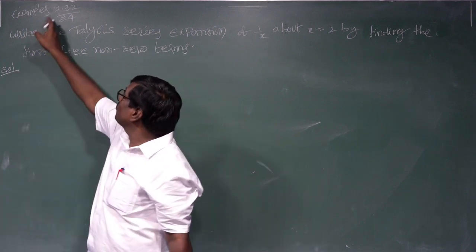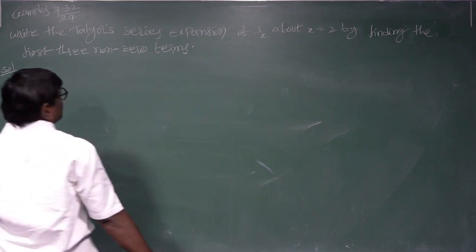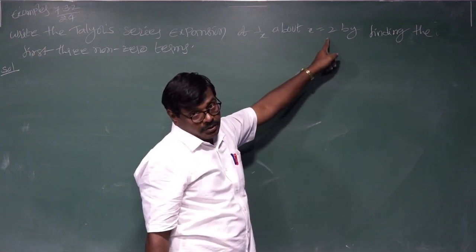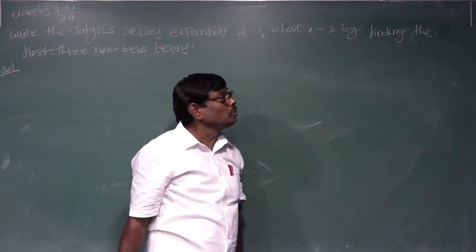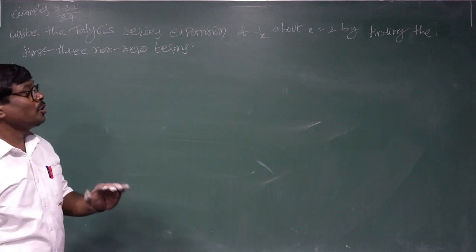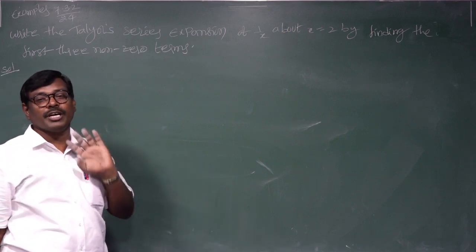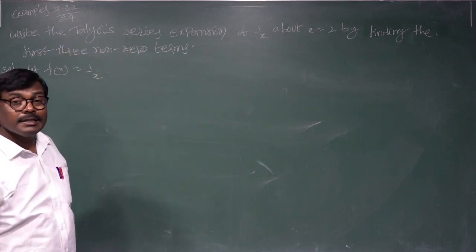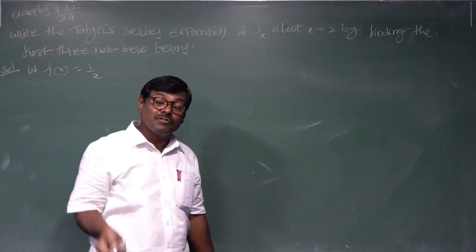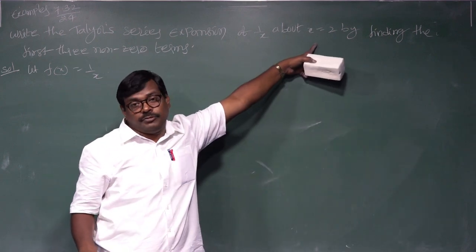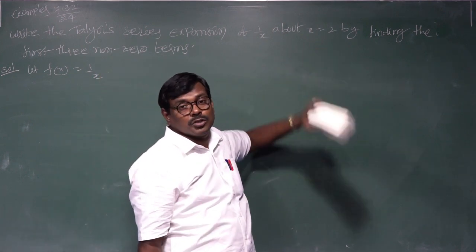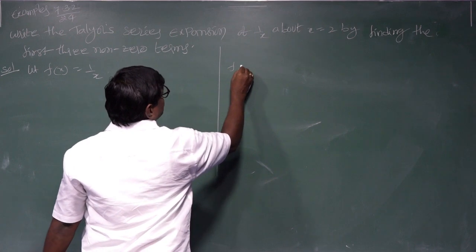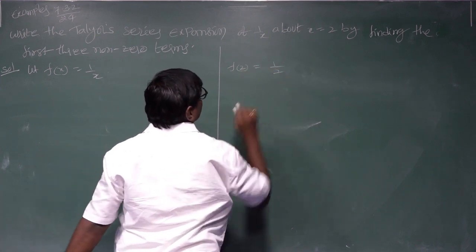Next problem is example 7.3, page number 24. Write the Taylor series expansion of 1 by x about x equal to 2. This is x equal to a formula. Find the first three non-zero terms, so first three derivatives and totally four derivatives. Let f(x) equal to 1 by x, then the Taylor series expansion at x equal to 2. By substitution, f(2) equal to 1 by x at x equal to 2, which is 1 by 2.